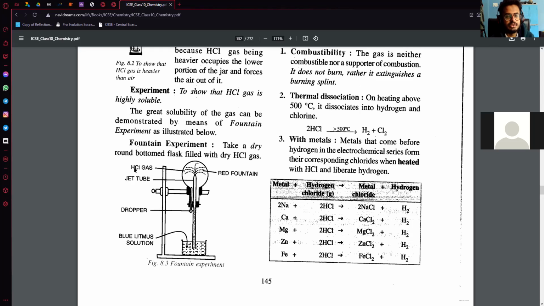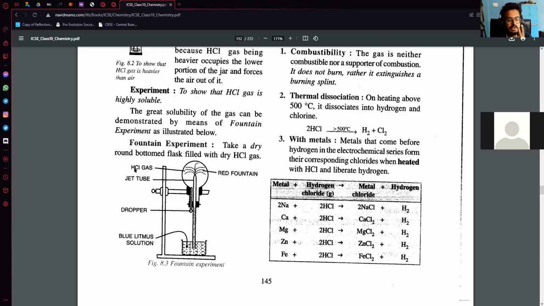So HCl is a very strong acid. From this experiment, you can draw 2 inferences. First inference is HCl gas is highly soluble in water. Just 2 or 3 drops of water that came out from the dropper was enough to dissolve the entire HCl gas to form hydrochloric acid. And that hydrochloric acid turned the blue litmus solution red. The red fountain is the hydrochloric acid converting the blue litmus solution red.